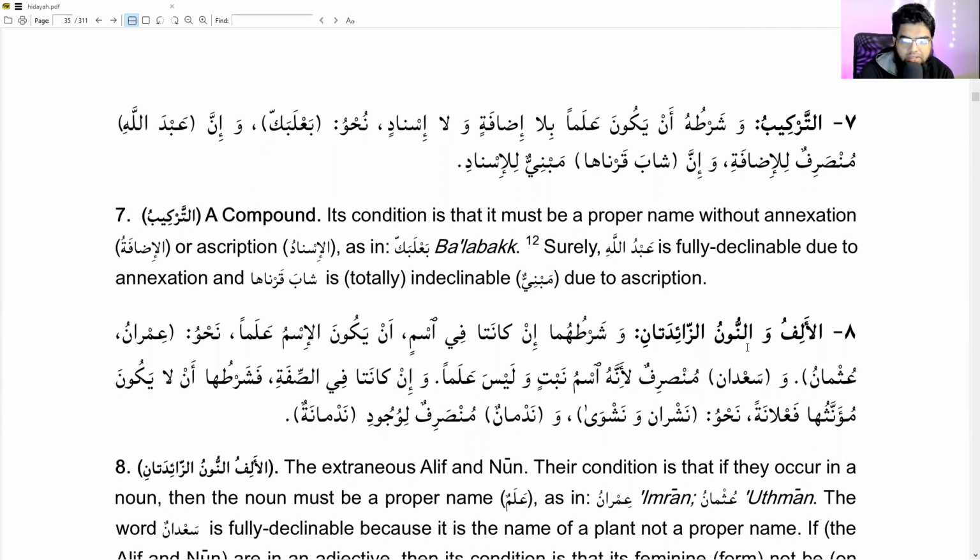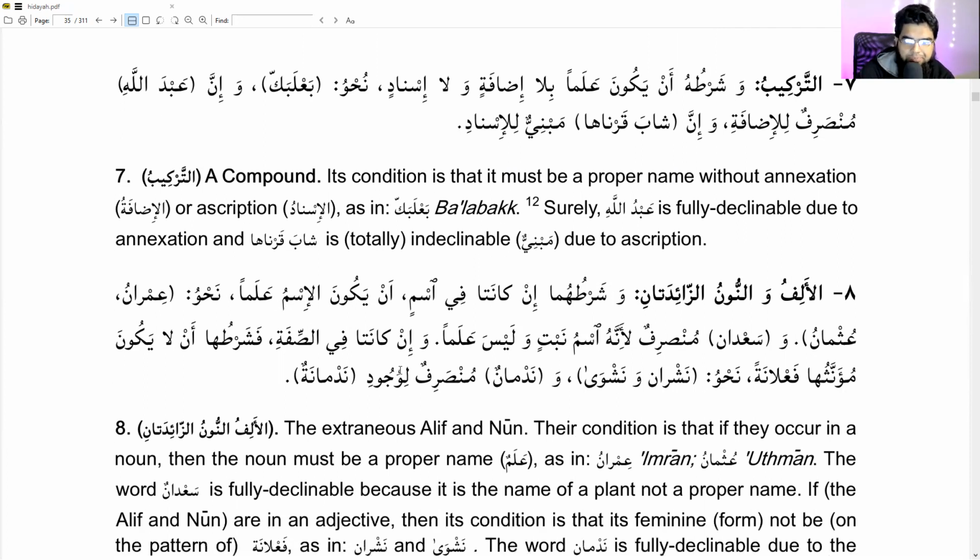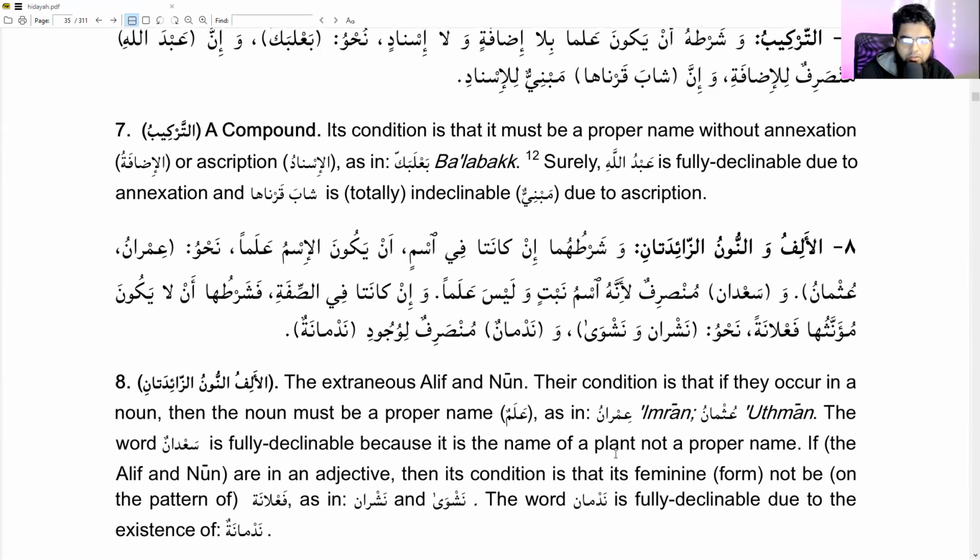Then another reason is alif and noon zaidatan. Extra alif and noon. So every word, no. وشرطهما إن كانت في اسم, it should be a noun. أن يكون الاسم علما, and the noun should be a proper name. Right? Alif and Noon, if they occur in a noun, then the noun should be a proper name. Nahu Imranu. Alif and Noon extra, no? Uthmanu. وسعدان منصرف. Now, why is سعدان منصرف? لأنه اسم نبت. نبت وليس علما. سعدان is actually a name of a plant. سعدان is some plant and not a proper name.